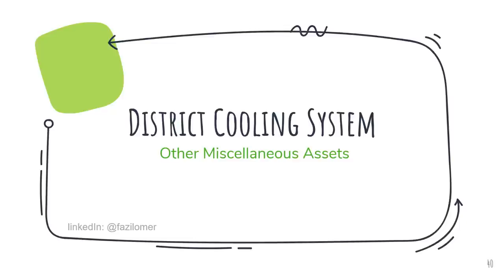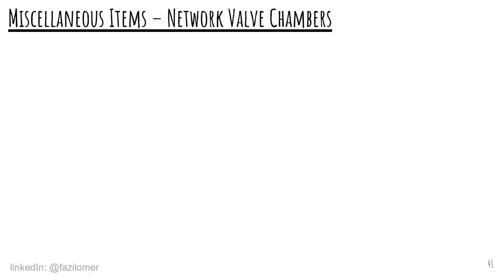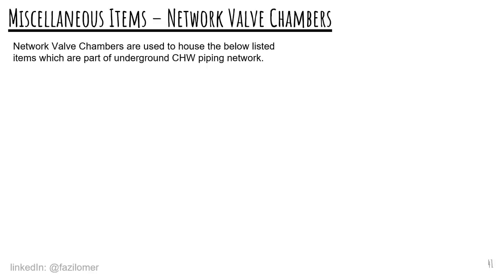Let us now check the other miscellaneous components in a district cooling system. As we already know, the major difference between a building chiller system and a district cooling system is the insulated chilled water pipeline, which is laid underground. This underground pipeline is maintained and controlled through valve chambers. Network valve chambers are used to house the below listed items, which are part of the underground pipe network.